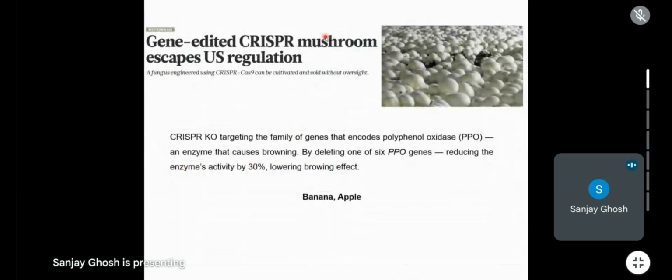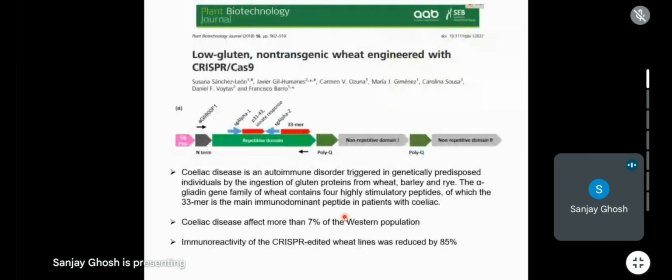So this work was already published earlier, and it is now FDA approved. They knocked out using CRISPR the enzyme polyphenol oxidase, which causes browning in mushrooms. It's a family of genes, and there are 6 genes. They deleted just one, and they reduced the enzyme activity by 30%, and the mushrooms do not turn brown as soon as they are cut. And this technology is now being extended to banana and apple as well, so that they won't turn black.